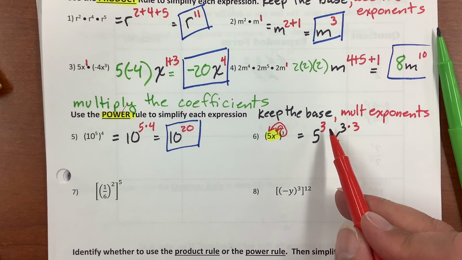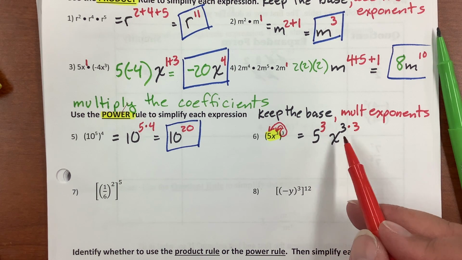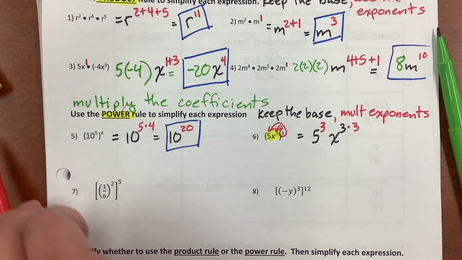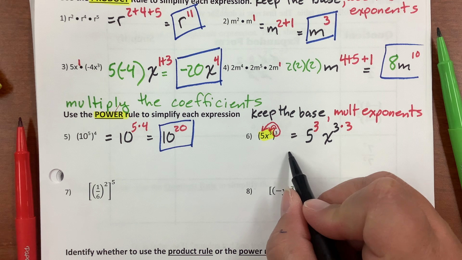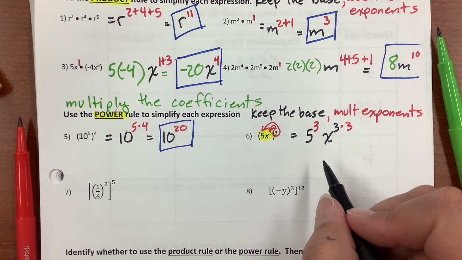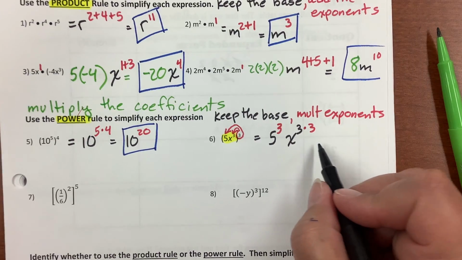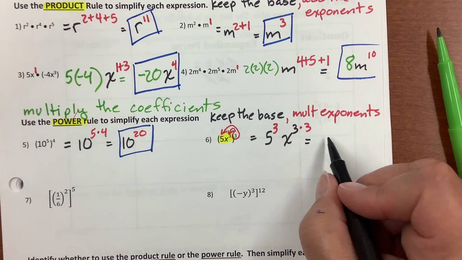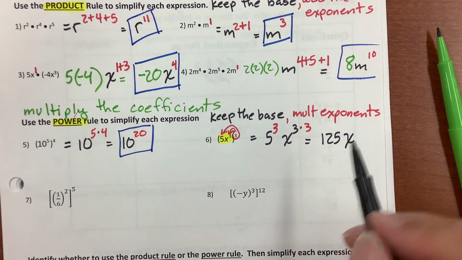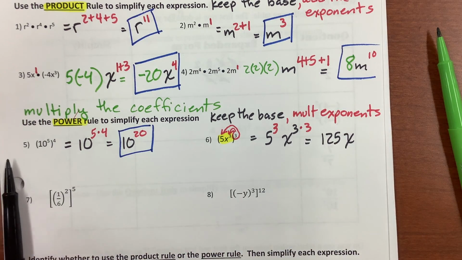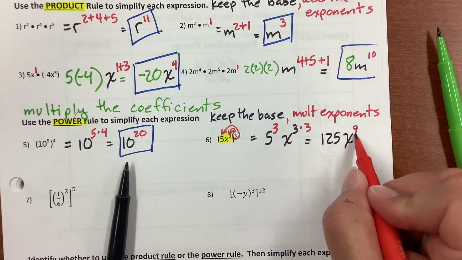So now I have 5 to the third power, and then x, and I'm multiplying 3 times 3. Well, 5 to the third power, I'm going to write that one out. It's 5 times 5 times 5. 5 times 5 is 25, times 5 is 125. You know, I've gotten lazy in my old age. That's 125x, and now 3 times 3 to the 9th power.